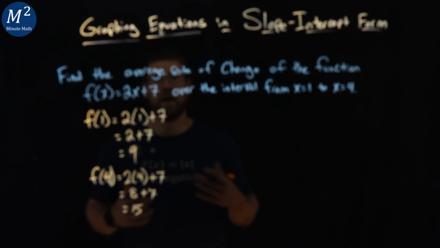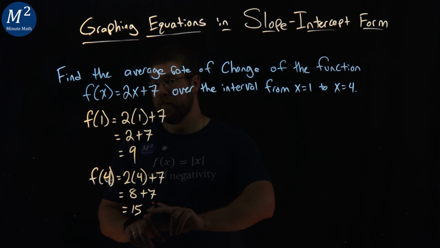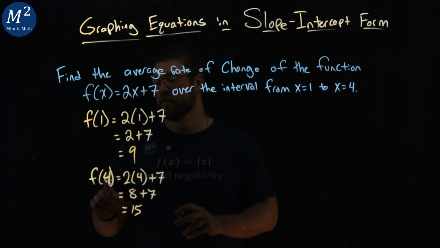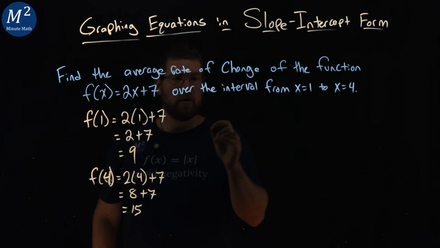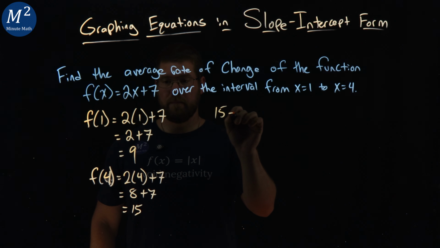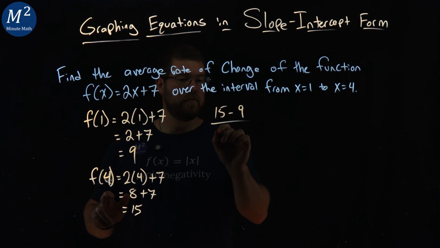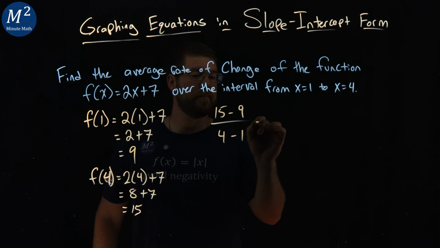So now we want to find the average rate of change, right? So we're going from a 9 to a 15 over a span from 1 to 4 for our x values here. So what we can do is take our change in the outputs, 15 minus 9, over the change in our x values, 4 minus 1.